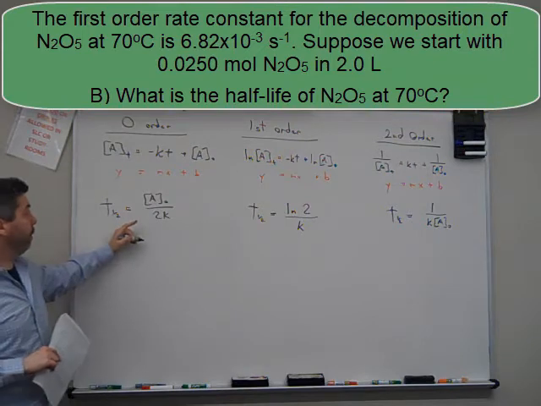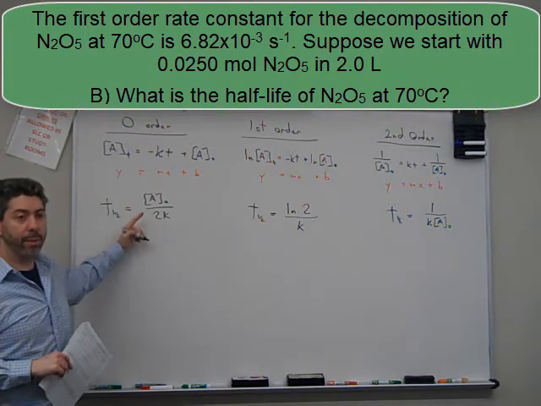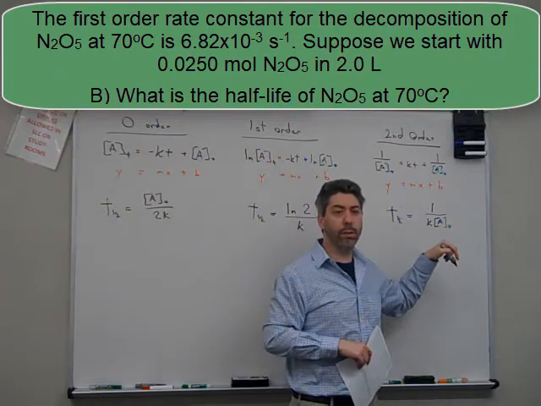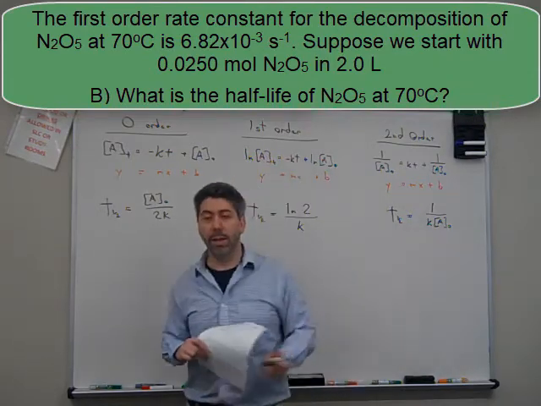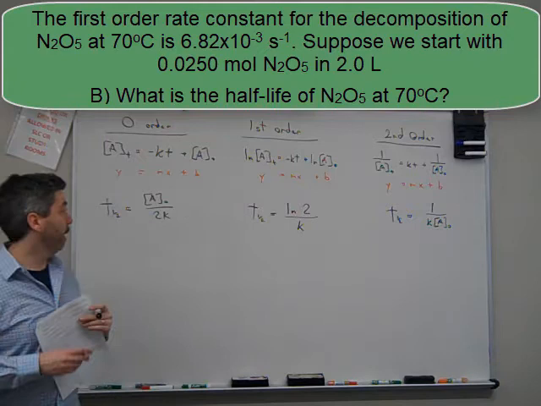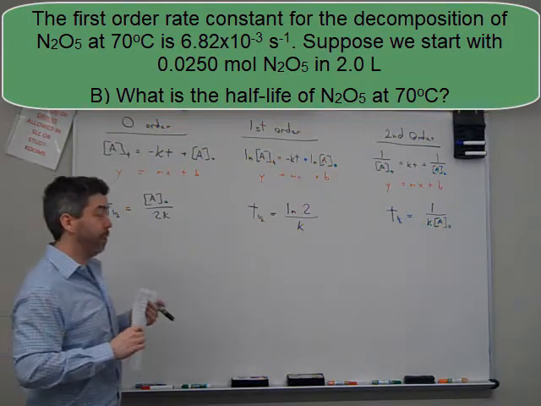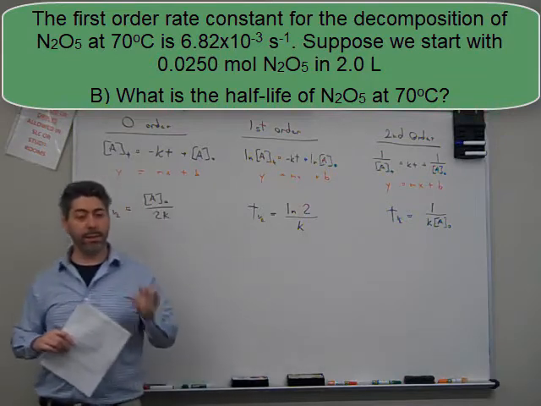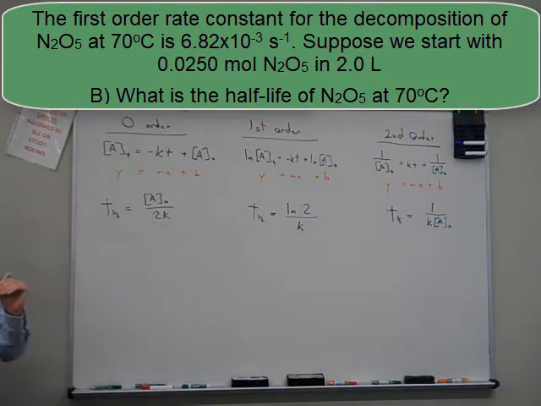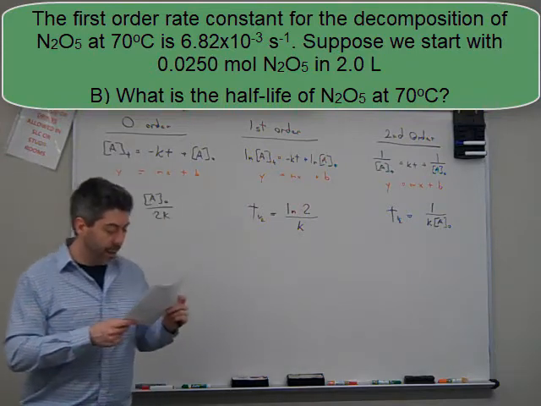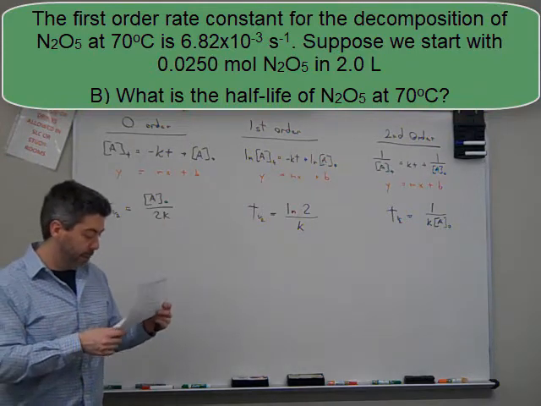So, the half-life for a zero-order reaction gets bigger with the bigger initial concentration. The half-life for a second-order reaction gets smaller with a larger initial concentration. A first-order reaction is the only one where it doesn't matter how much you start with, it's still going to take the same amount of time to cut to half. Very interesting. So, with this, now I can go ahead and solve for the half-life of N2O5.